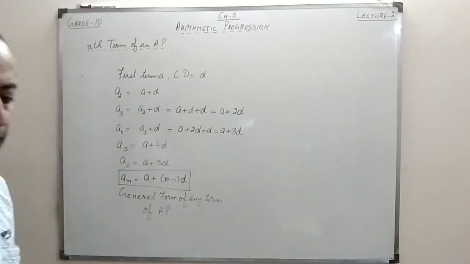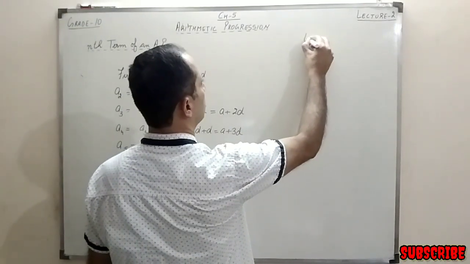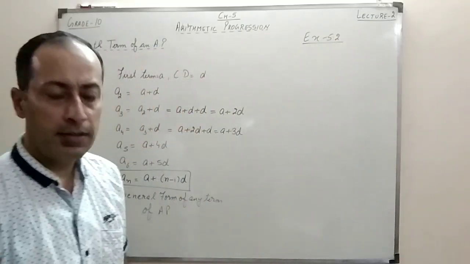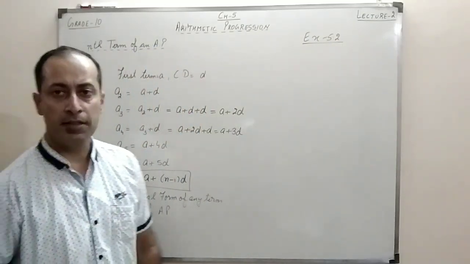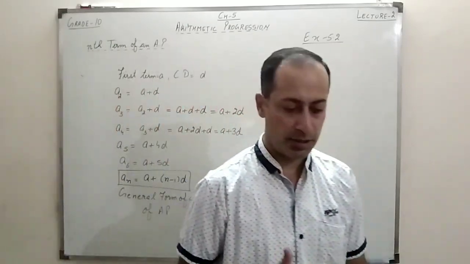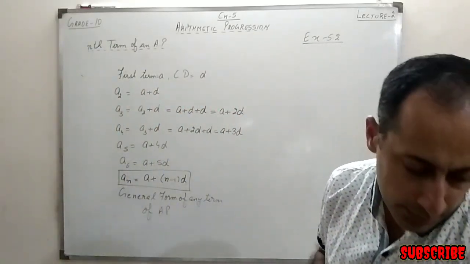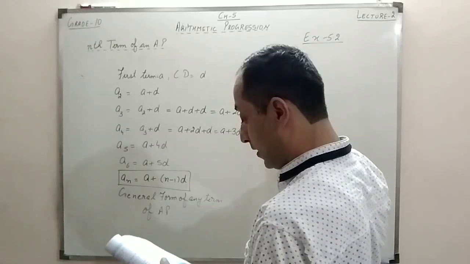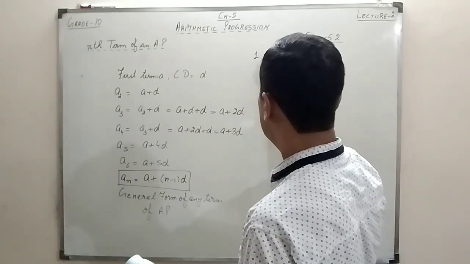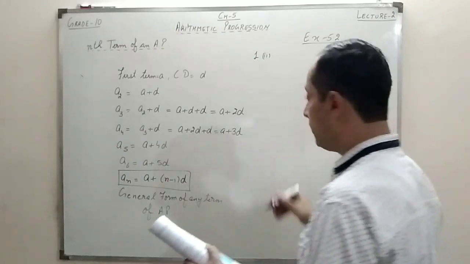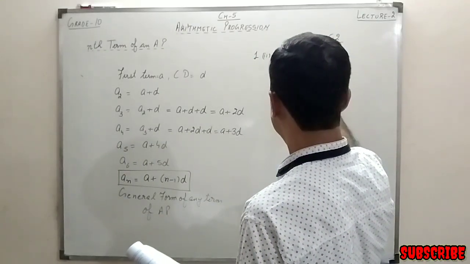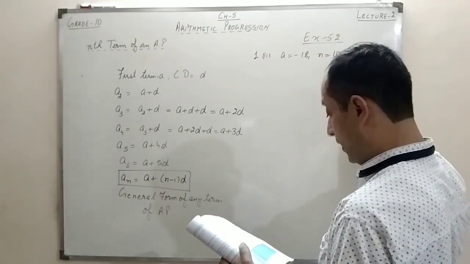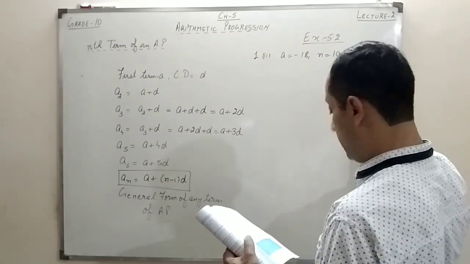If you see the first question of exercise 5.2, you can see there are 5 parts given, and that is directly related to this relation. 3 of the things are given, we have to find the 4th thing. So let's see with the first question. Okay, I take the second part. What is given to me is that A is minus 18, n equals 10, and an is given to me as 0.